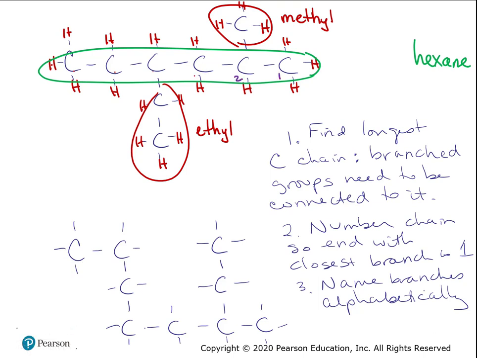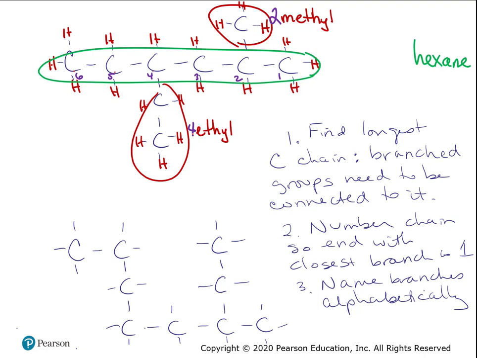One, two, three, four, five, six. All I'm doing is numbering the chain. Now I know my methyl, what number does it get? It gets a two because it's hanging off of carbon number two, and my ethyl gets a four because it's hanging off of carbon number four. So the number in front just tells me where that group is attached to the chain.